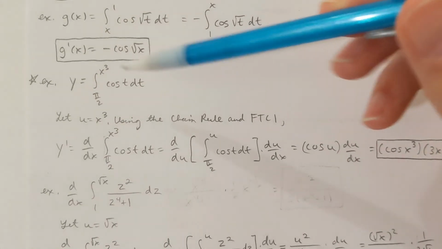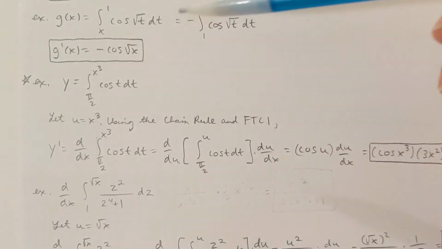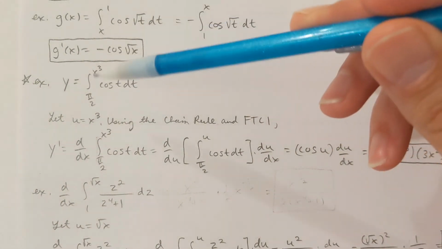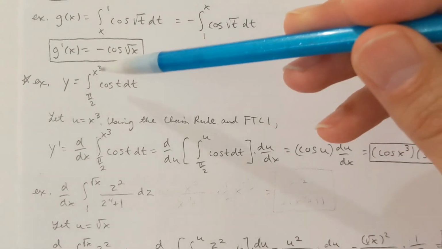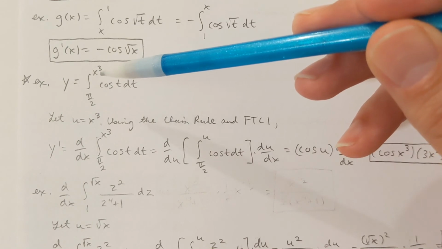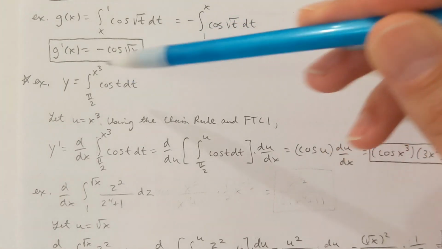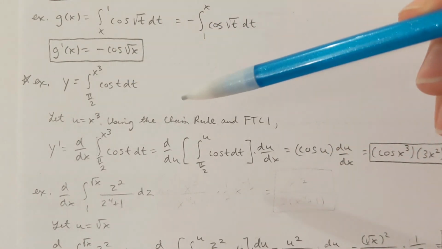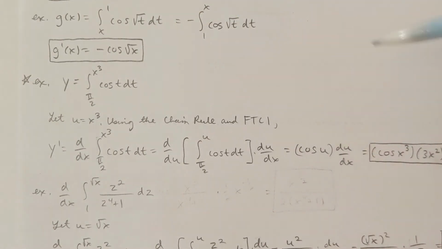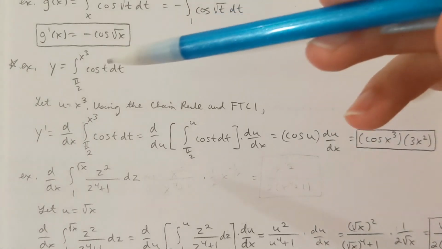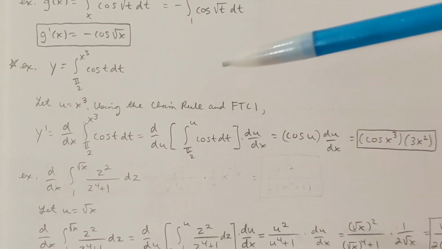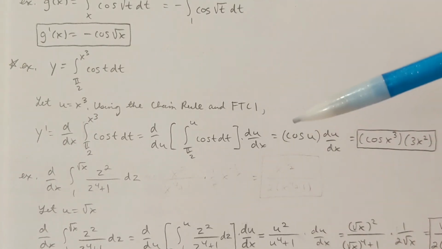All right. So here's another example. Suppose that we have y equals the integral going from pi over 2 to x cubed of cosine t dt. Well, because my upper bound is not just plain old x, I don't just plug in the number and call it cosine of x cubed. If I did that, I'd have the wrong answer, by the way. In this situation, you're going to use the chain rule in the fundamental theorem part 1.